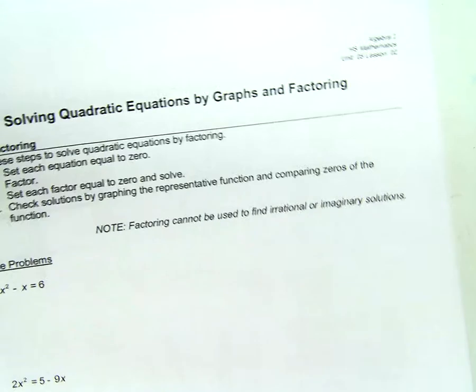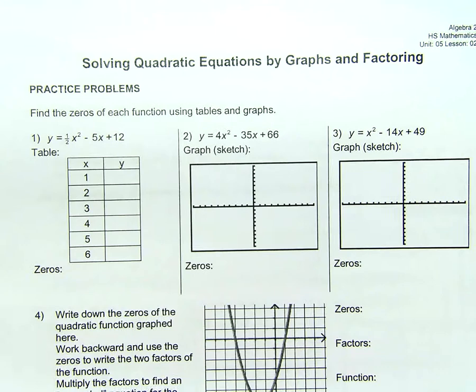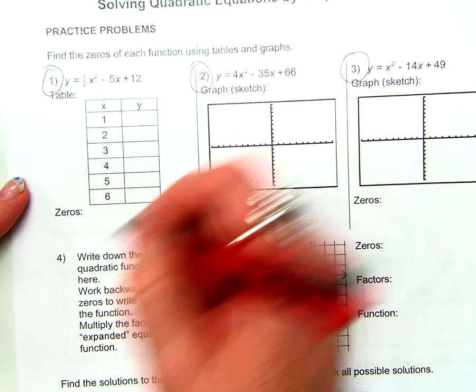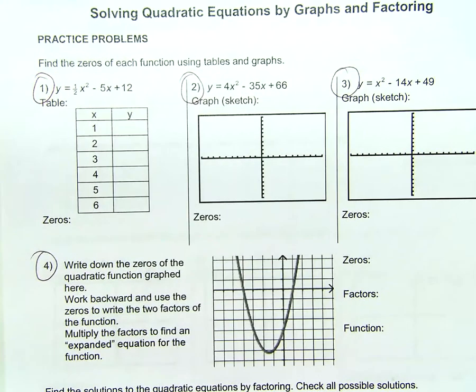Okay. Turn to the very back page. 1, 2, 3, 4. Those are the 4 I need you to do between now and class tomorrow. Okay? 1 through 4. Any questions?